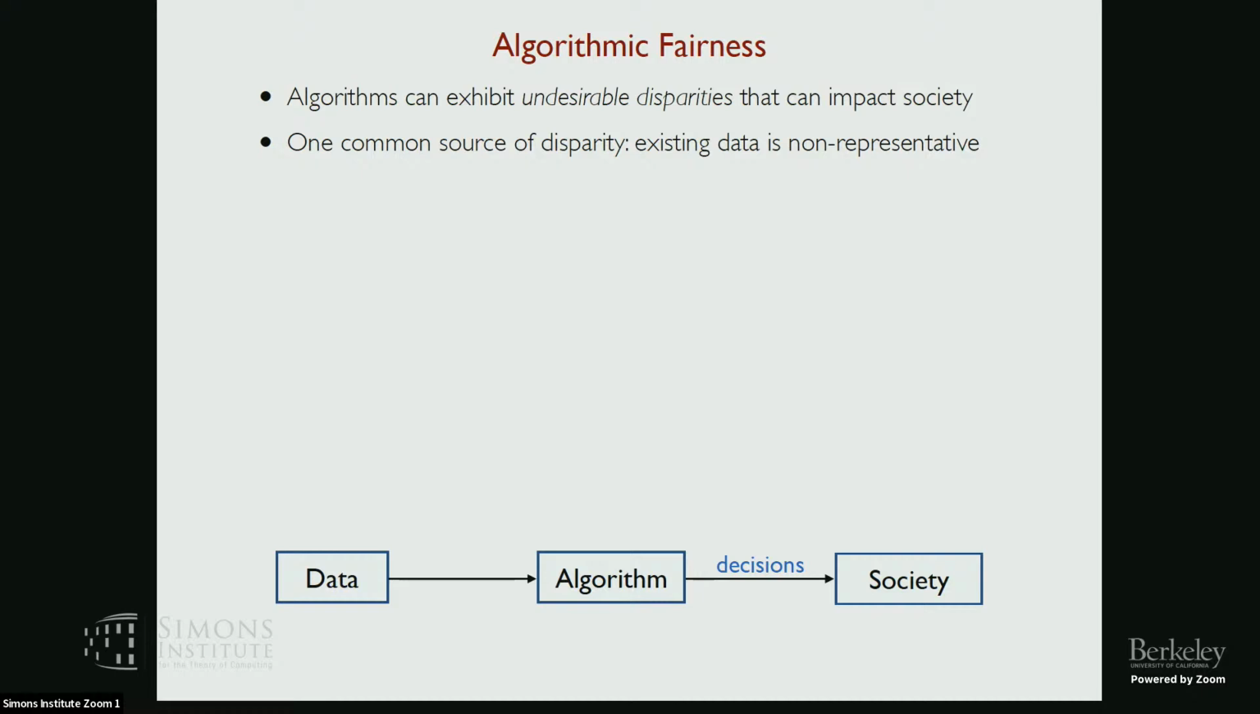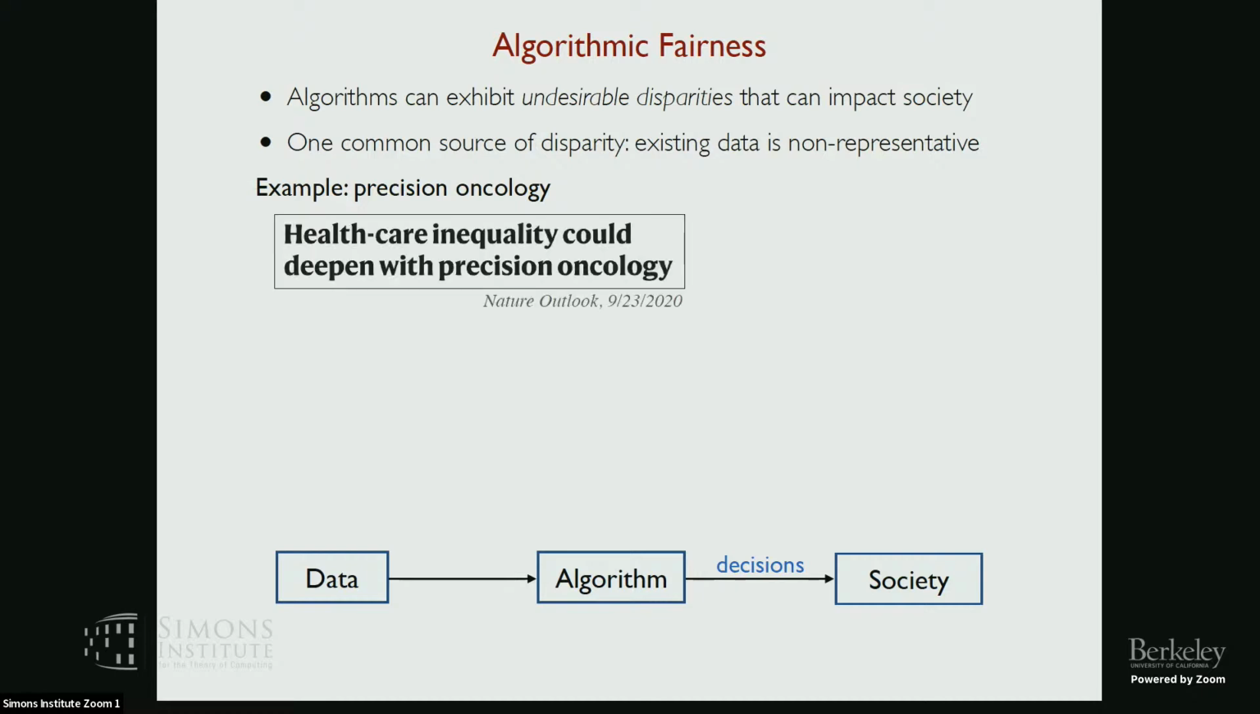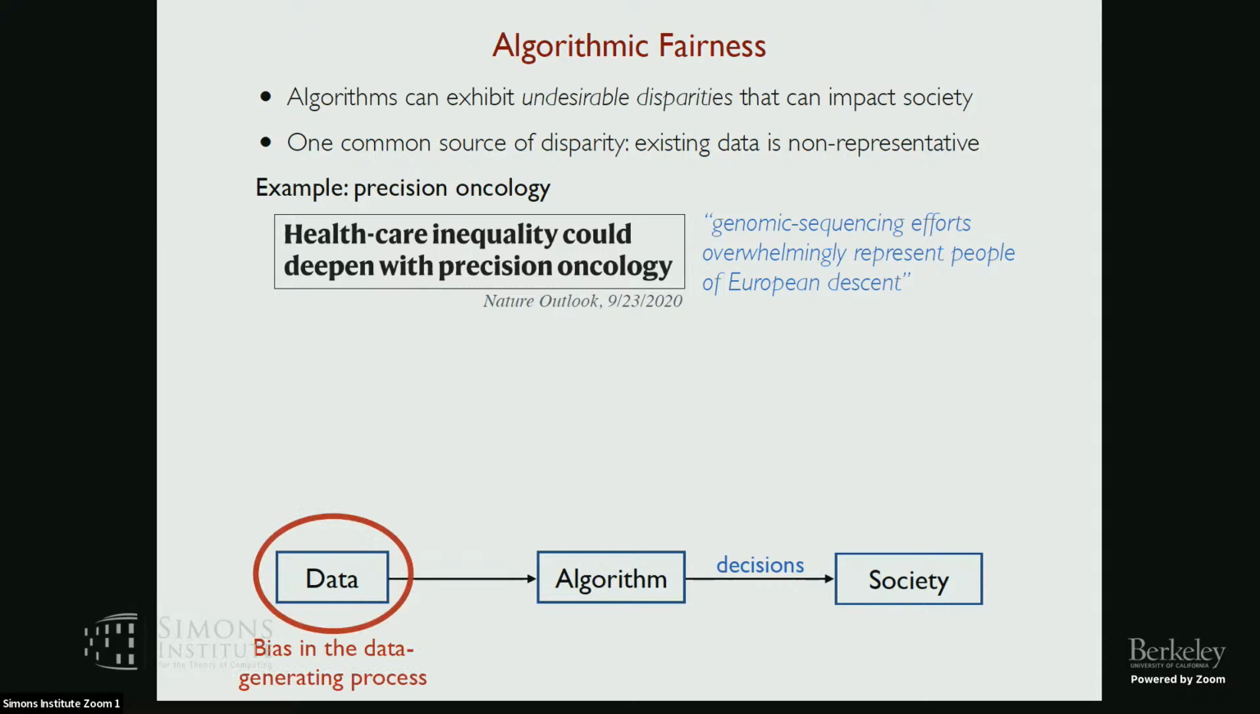To give you a concrete example, precision oncology is the study of personalizing cancer treatments. And there's some concern that the emergence of precision oncology might actually deepen inequalities in the healthcare system. One of the reasons for this is that genomic sequencing efforts overwhelmingly represent people of European descent. Essentially, there was some sort of bias in the data generating process, and so an algorithm trained on such data might not perform well for all subpopulations.